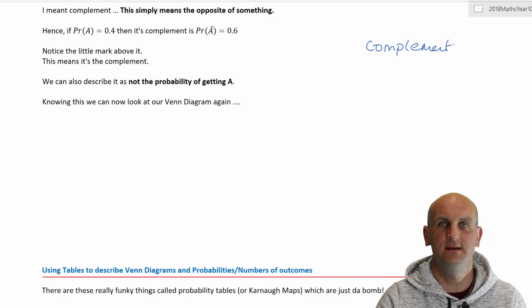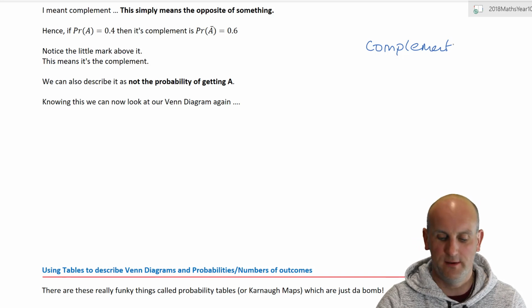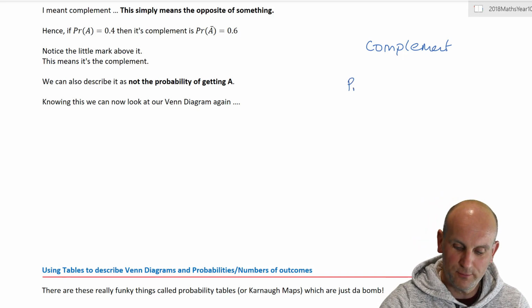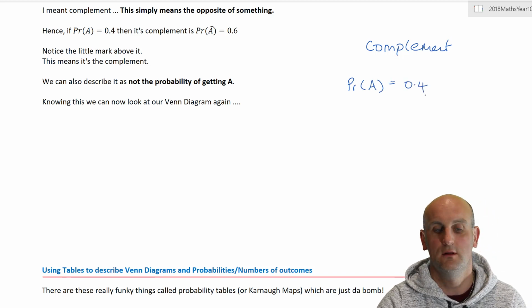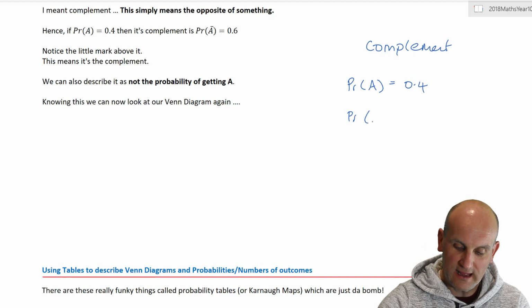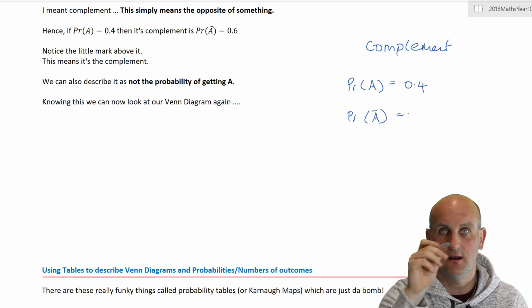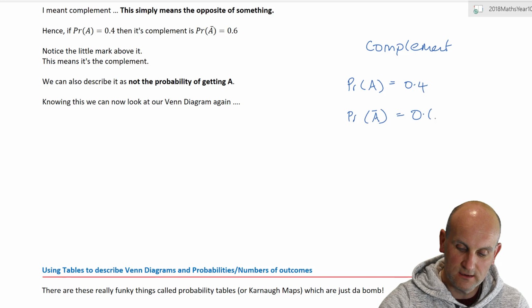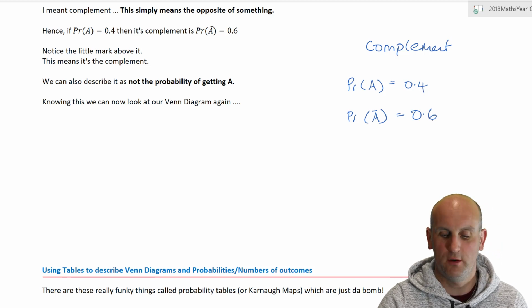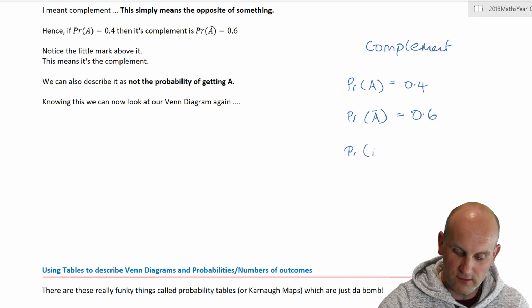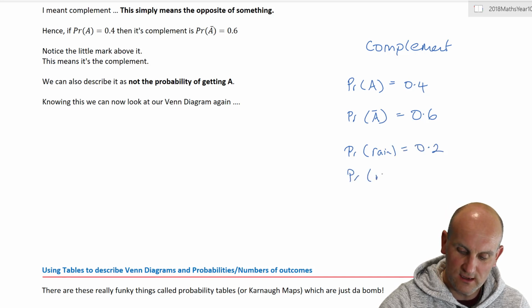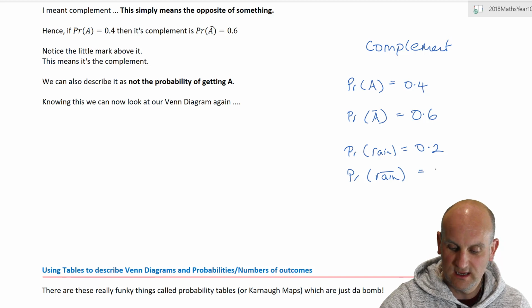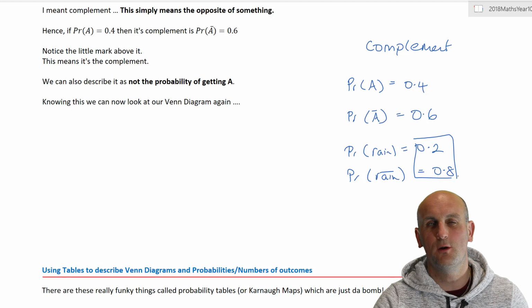Now, the complement basically means the opposite, or the chance of not something happening. And the example I give here, if the probability that an event A happens is 0.4, then the probability that A doesn't happen, and you notice the little line over the top, must be 0.6. So if A was the probability of it raining, and the probability of it raining is 0.2 on any one day, the probability of it not raining is given by 0.8. And notice that those two must always add up to 1. That's what the complement means.